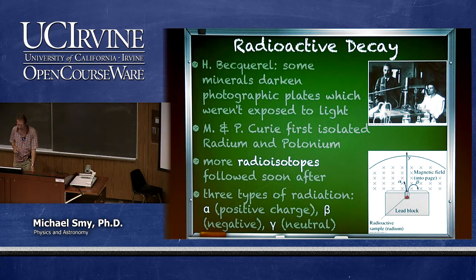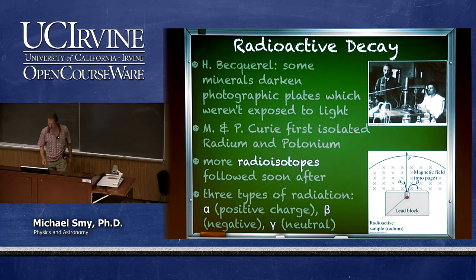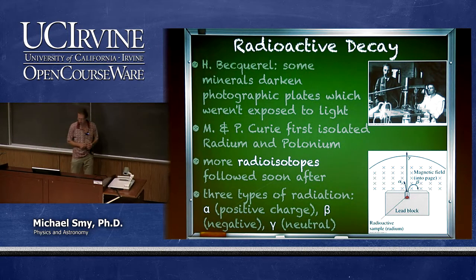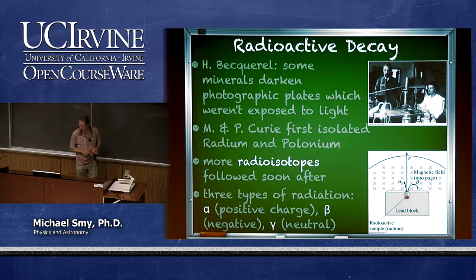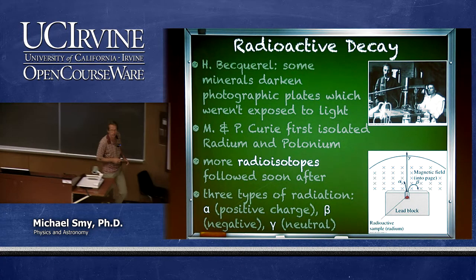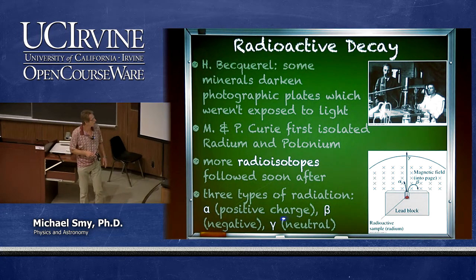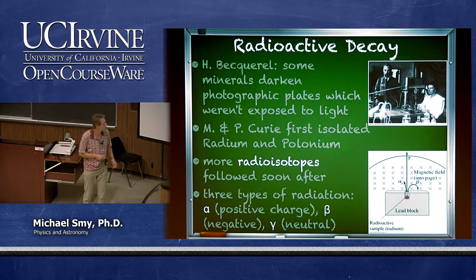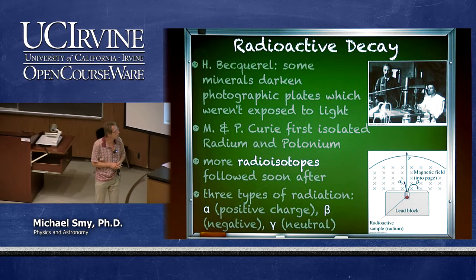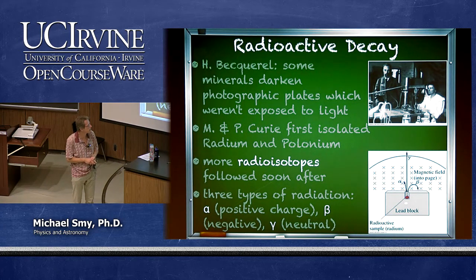And soon after, more radioisotopes were discovered, and physicists started to categorize the radiation emanating from those minerals into 3 basic types. The alpha radiation, which has positive charge, the beta radiation, which has negative charge, and the gamma radiation, which has no charge at all. And one can easily find out what charge the radiation has by placing it into a magnetic field.